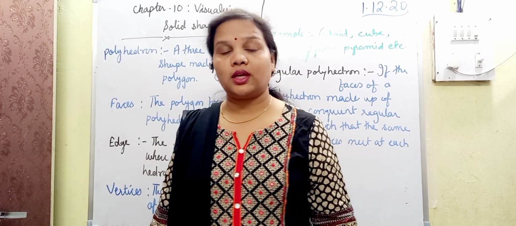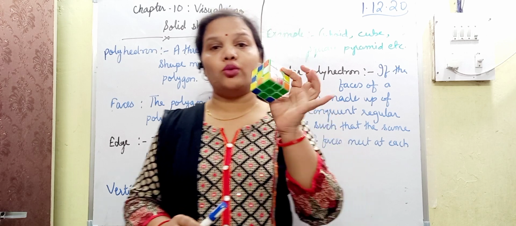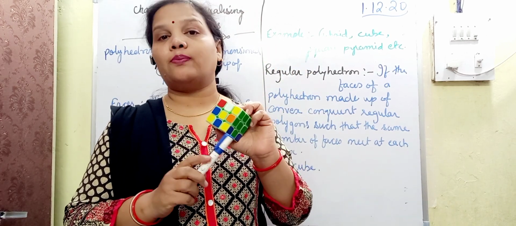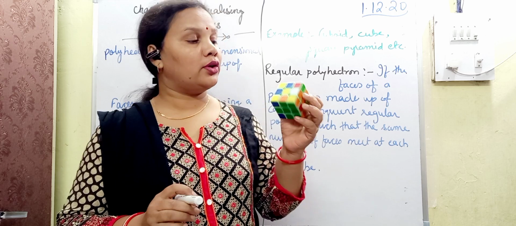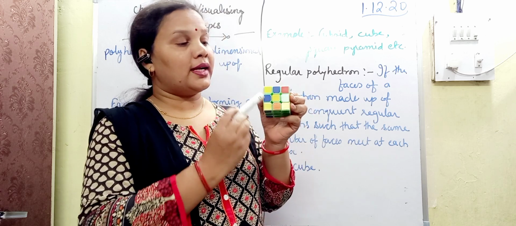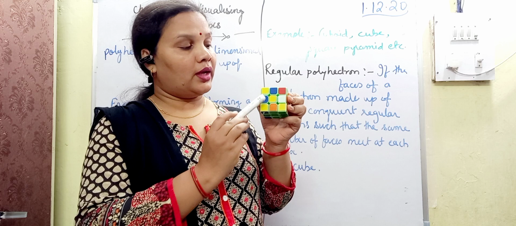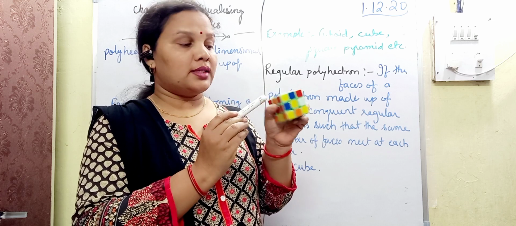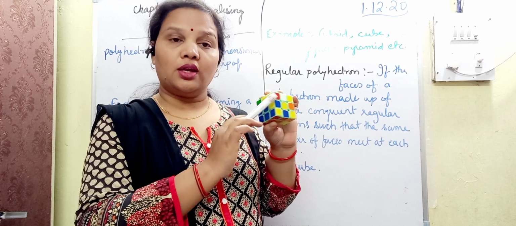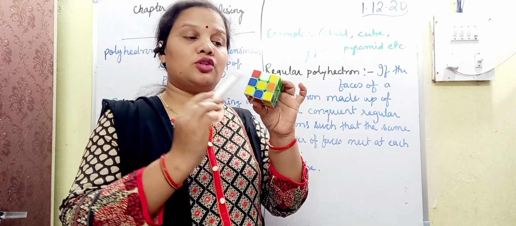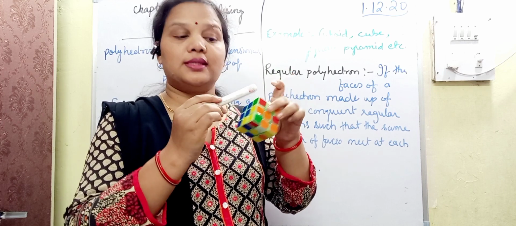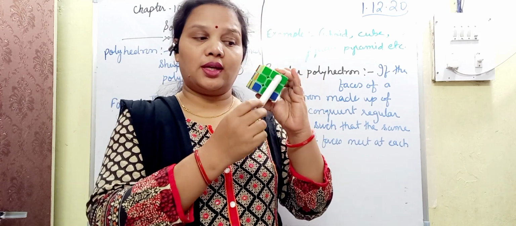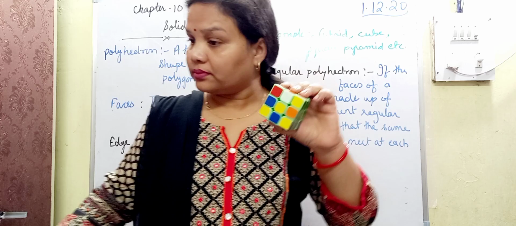So here I am taking an example. Suppose this is a cube, right? This is a cube, which is a solid shape, and it is a polyhedron. Why is it a polyhedron? You can see that each of its sides is basically a polygon, right? This side is a square, having four sides. Similarly, this side is also a square. So this cube is actually made up of many polygons. Here you can see that each side is a polygon.